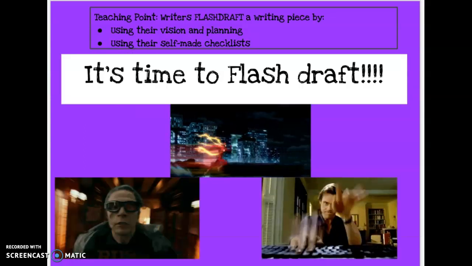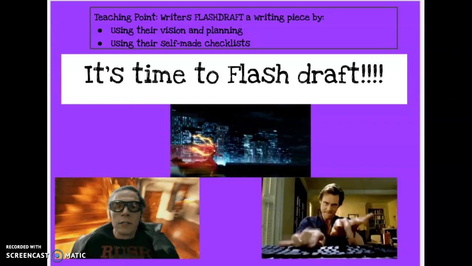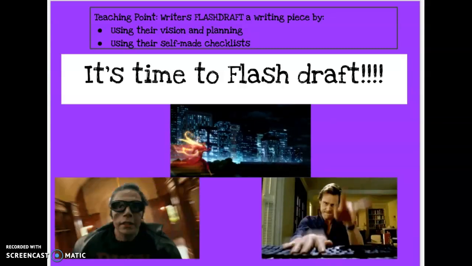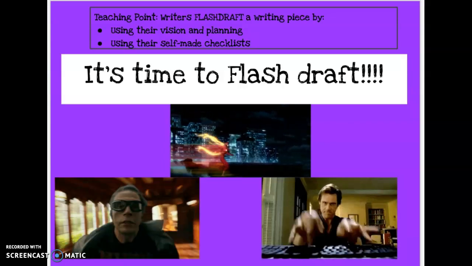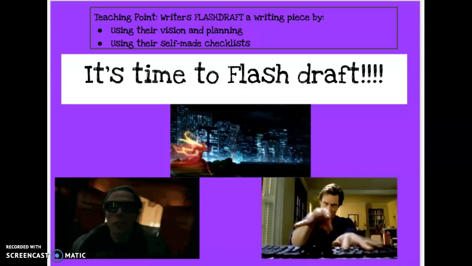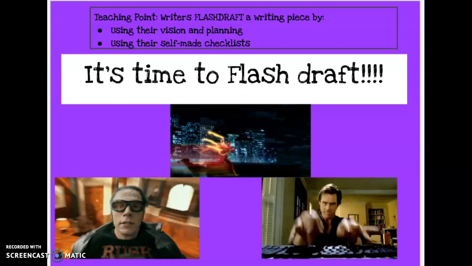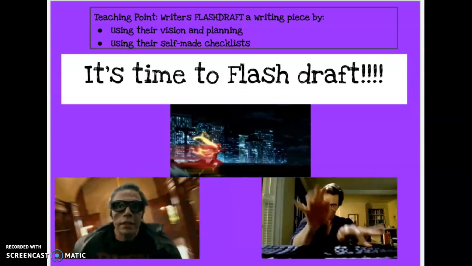Okay, so it's flash draft time. That means that you are sitting down in front of your laptop, in a comfy chair, in a comfy place, or you're sitting down in front of a desk with your notebook or some loose leaf and a pencil. Set yourself a timer for 45 minutes. Why? Because that's the amount of time we flash draft in class.